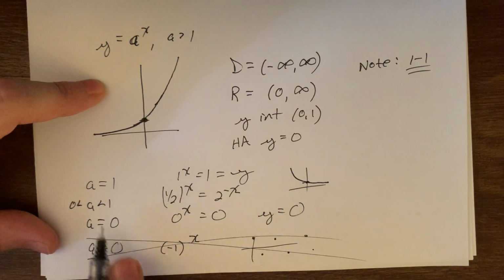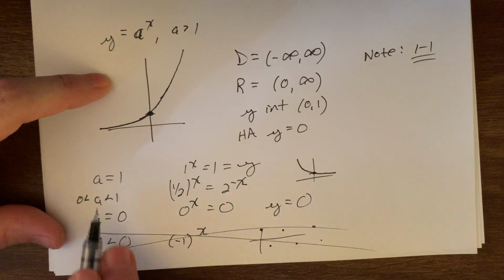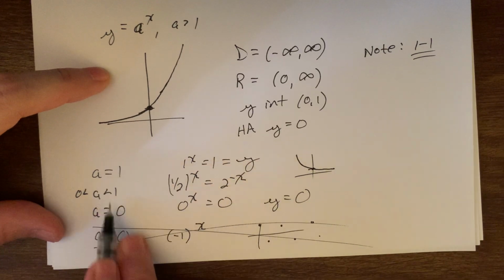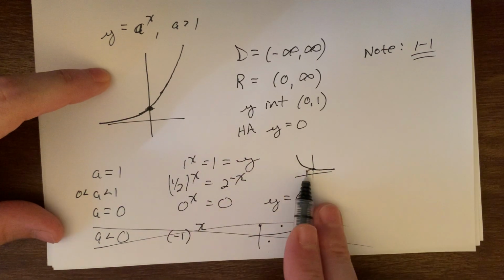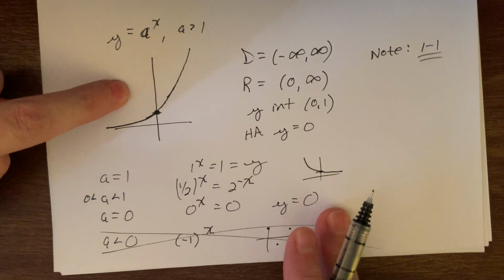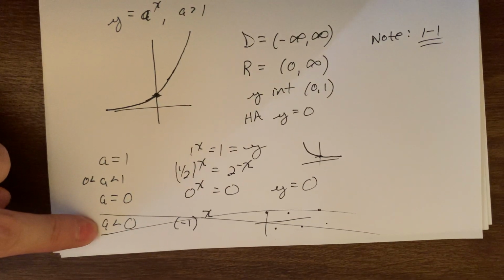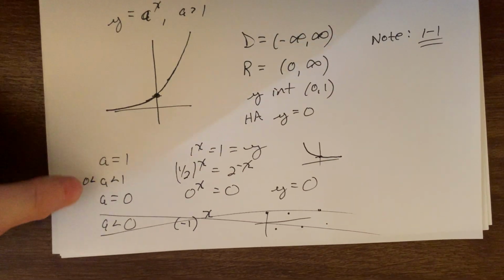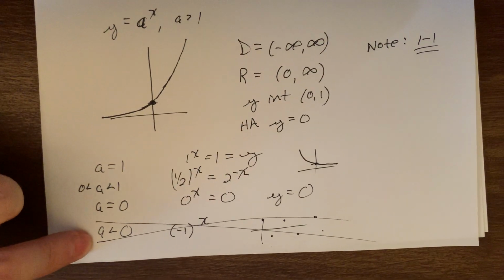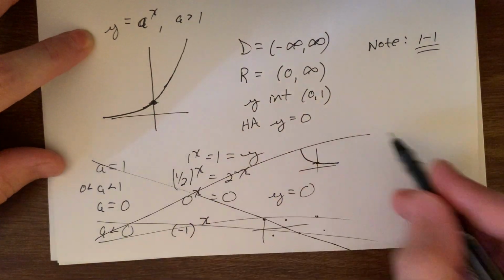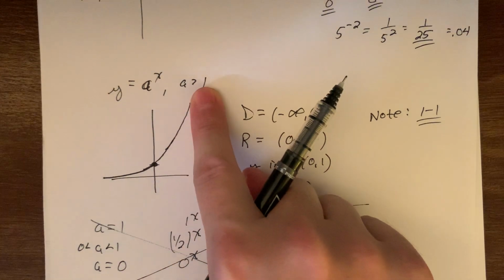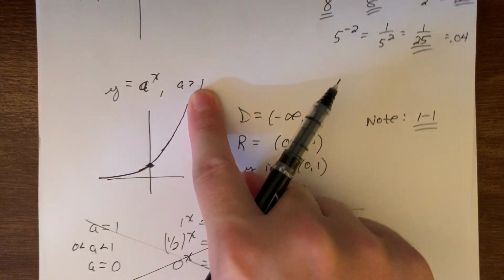So again, it's not that these things can't happen. These two just give us cases we're already more familiar with. This just leads to a reflection that we already have here, and this is a real goofy case. So again, they all kind of work. These work better than this one, but that's why we're not worried about these cases, and we're only focusing on a being greater than 1.